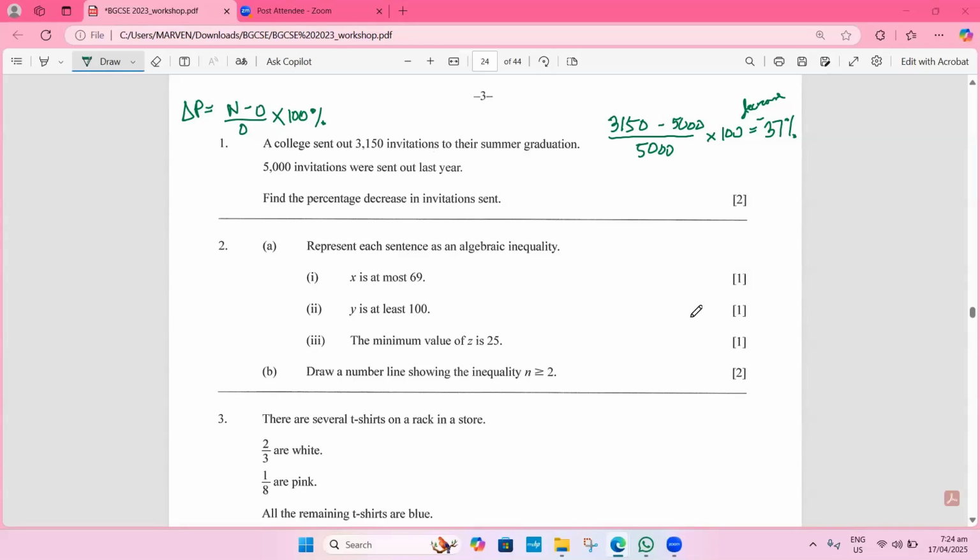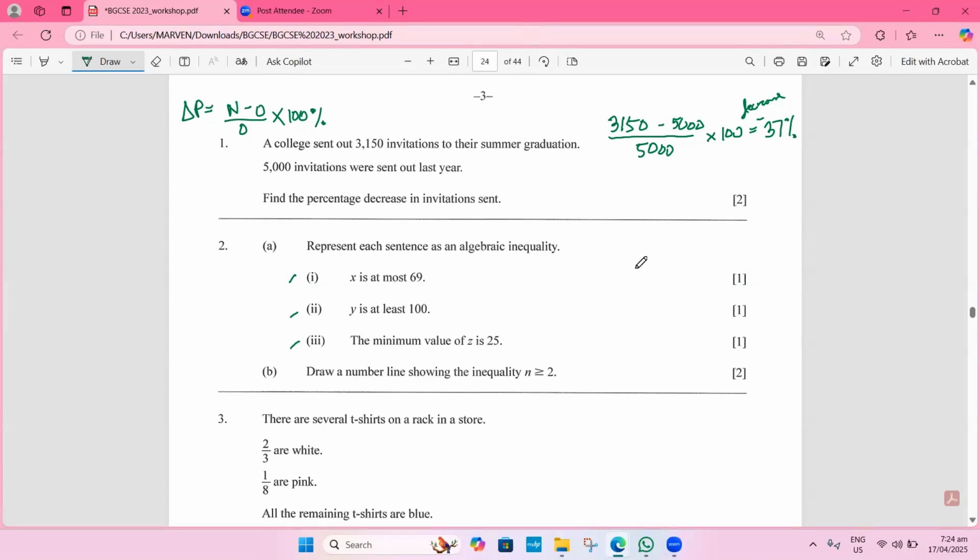Number 2, represent each sentence as an algebraic inequality. So how are we going to translate this statement into mathematical symbols? X is at most 69. Okay, I'll give you 30 seconds to translate these three statements, I, double I, and three I's. You may write your answer in your paper. So again, 30 seconds.